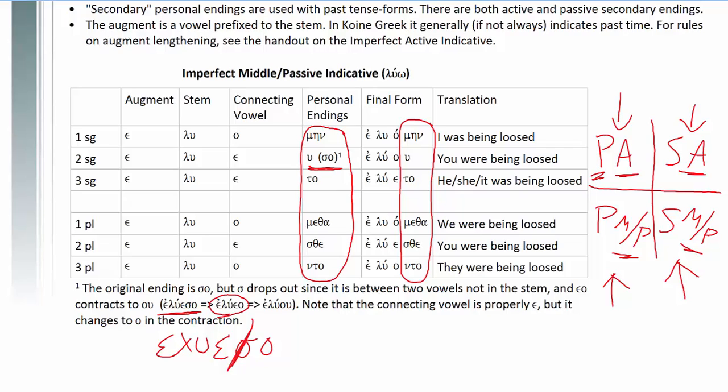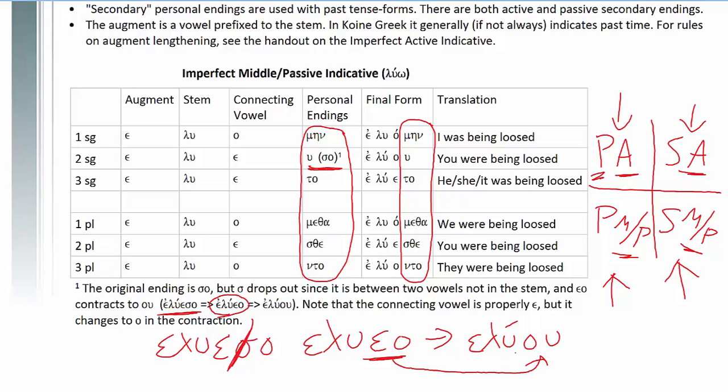But that's 3 vowels all together jumbled up, and it doesn't like that. So it does this contraction, this eo on the end right here, this is going to contract to u. So you're going to end up with eluu. So the epsilon omicron changes or contracts into the omicron upsilon. It's a very common contraction that occurs a lot. So that's the only odd thing about this paradigm, and the only thing you need to really be concerned about.